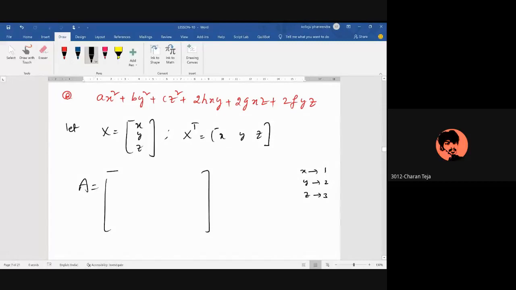First row is x square coefficient, sir. That is good. What is that x square coefficient? A. Let us fix diagonal positions first, okay? Next, 2 position, y square coefficient B.